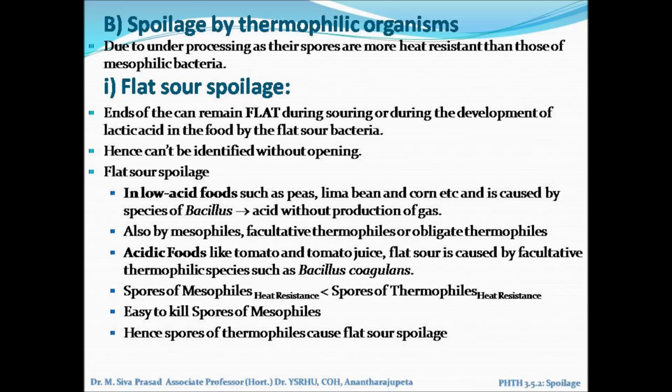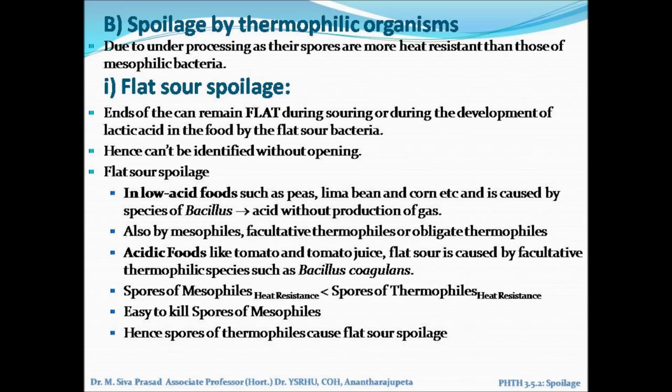Till now we have discussed spoilage caused by mesophilic organisms, which include bacteria as well as mold and yeast. Now we will discuss spoilage caused by thermophilic organisms, which includes mostly bacteria. These bacteria are thermophilic in nature, which means they are more heat resistant. Thermophilic spores are more heat resistant than mesophilic spores, so it is easier to kill mesophilic spores than thermophilic spores.